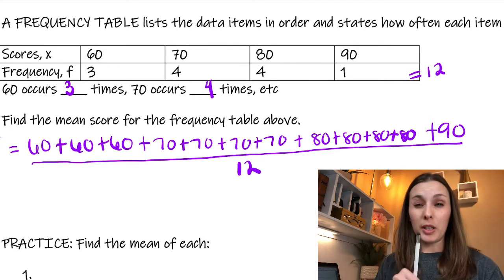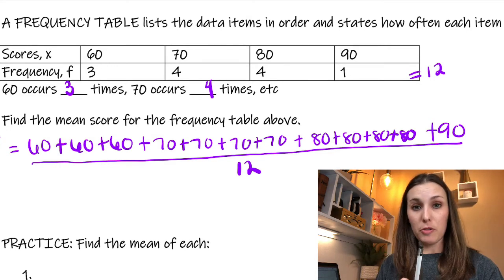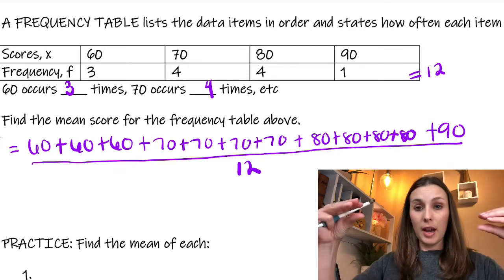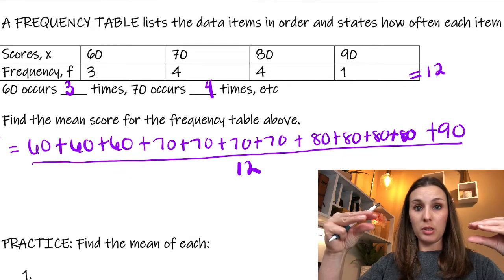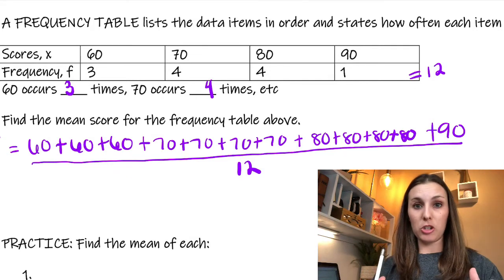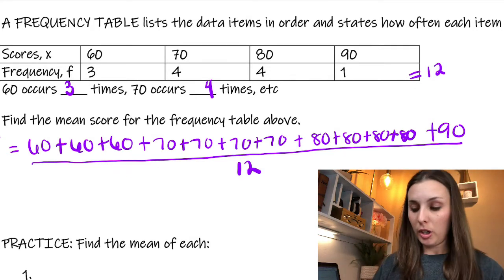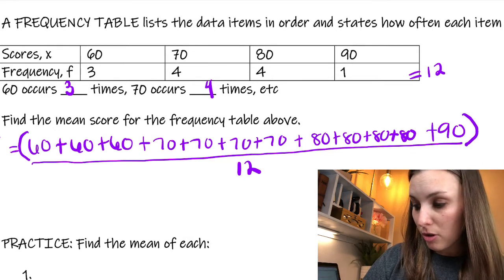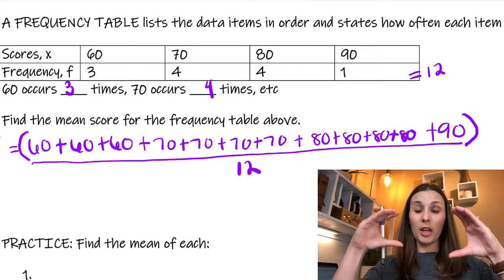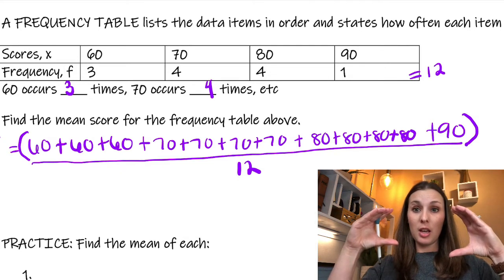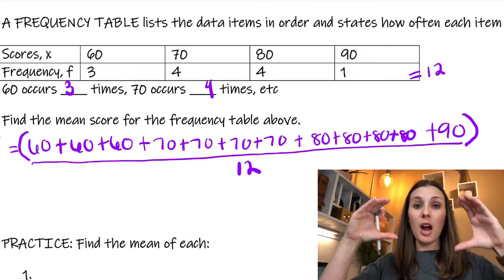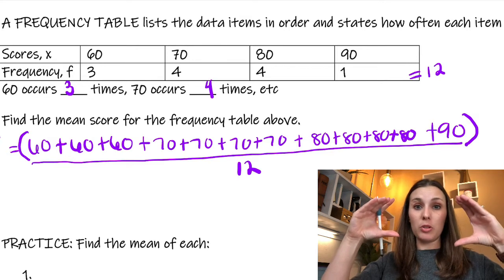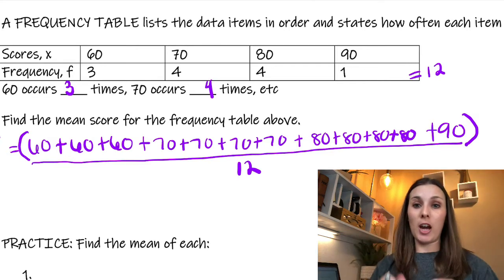I want you to be really careful here. If you're using a calculator to find the mean, I would either recommend doing 2 separate steps. So you add the items, get your sum, and then divide by 12 to get your mean. Or if you want to do 1 step, make sure that you put your numerator in parentheses, because you need to tell the calculator, I want to add all of these numbers and then divide by 12.